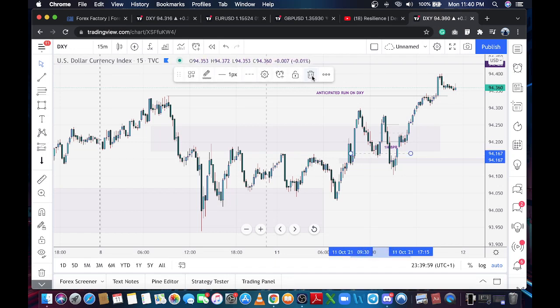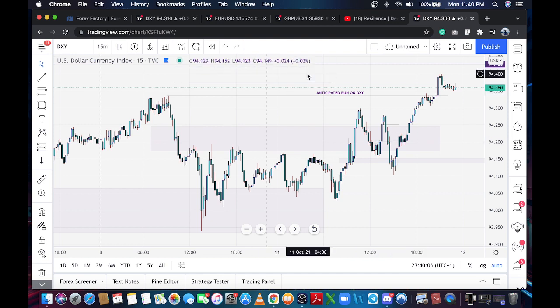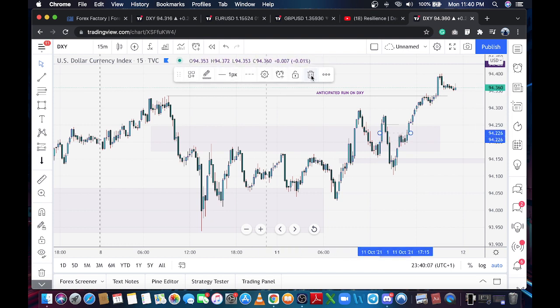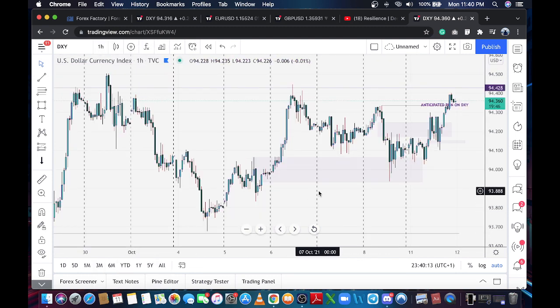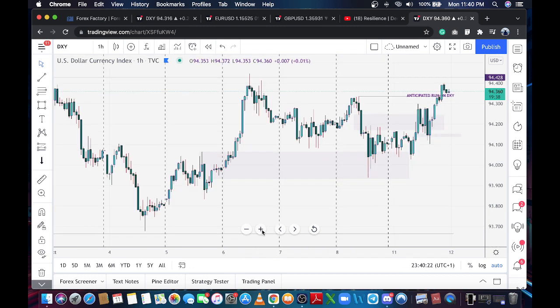So let me just get rid of this, and I wanted to see that 1 hour balance price range hold price, and I want to see price respect that. And it just traded through. And this would have been a day where, I'll be honest again, I don't care, this would have been a day where I would have got it wrong, or I potentially got it wrong.